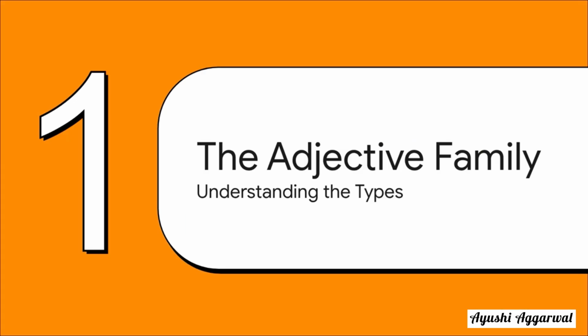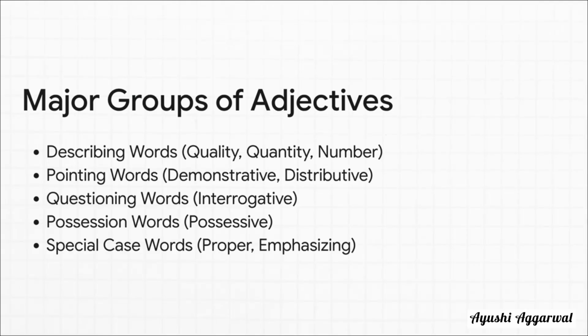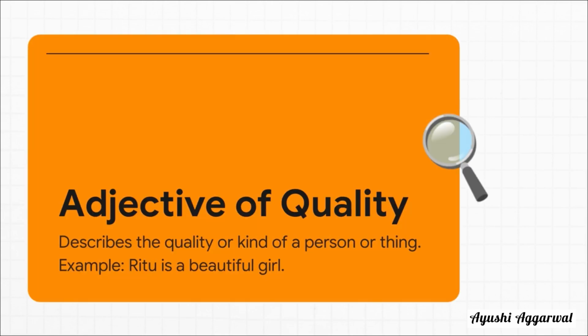And hey, don't get overwhelmed if you've seen a long list in a textbook. We are going to make this super easy. See, there's absolutely no need to memorize 10 or 11 different types. Let's be smart about this. We're just going to group them into these logical families based on what they do. Some describe, some point, some ask questions. It's that simple.